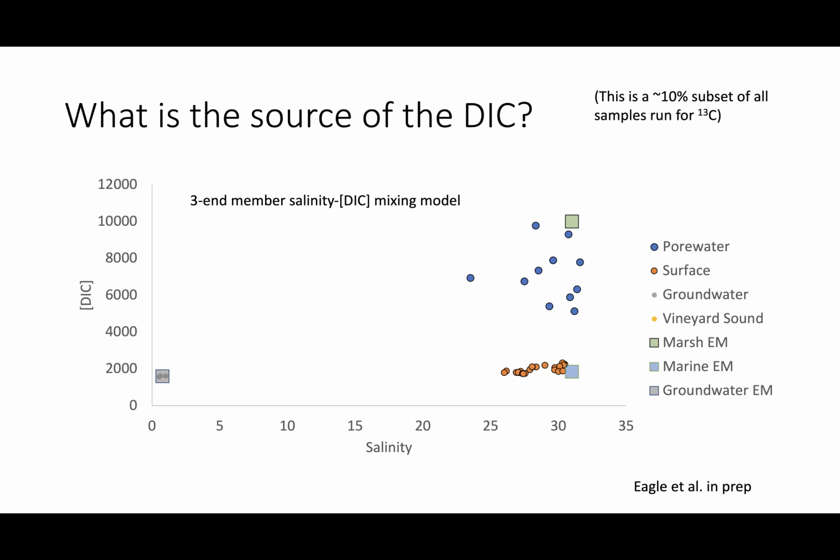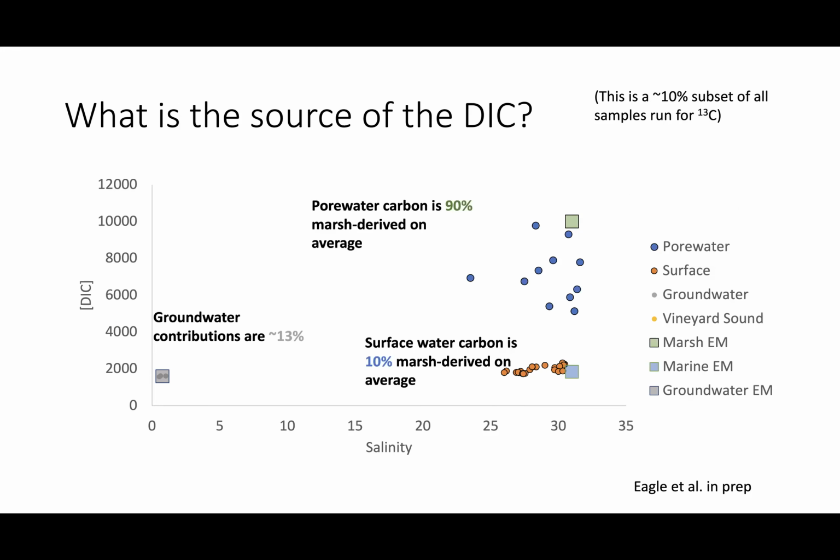The mixing model is a function of salinity, DIC concentration, and DIC isotopes. I haven't shown you that in this parameter space, but we're able to partition and figure out the fraction of marsh carbon that is derived from these various sources. And when we look at that, the Porewater carbon is about 90% marsh derived on average, and that's what you would expect.